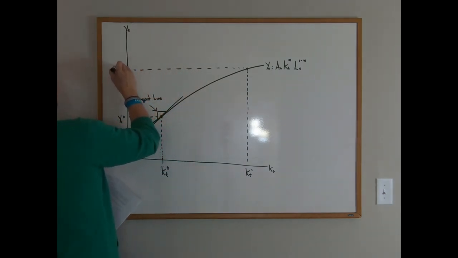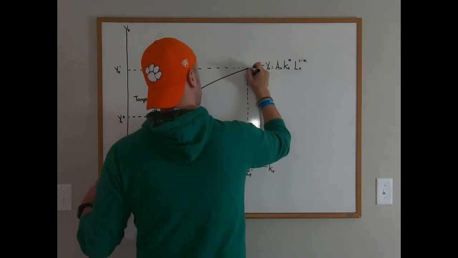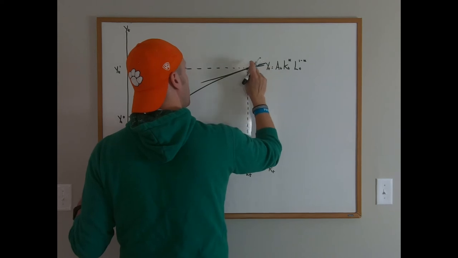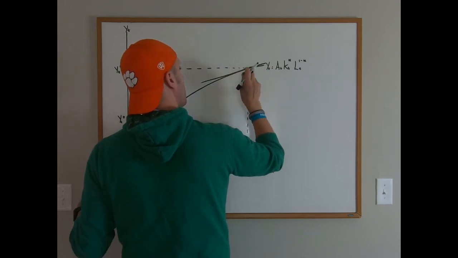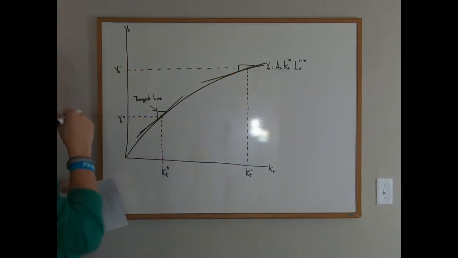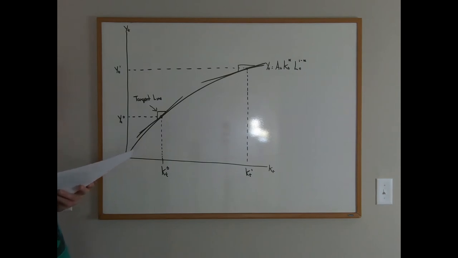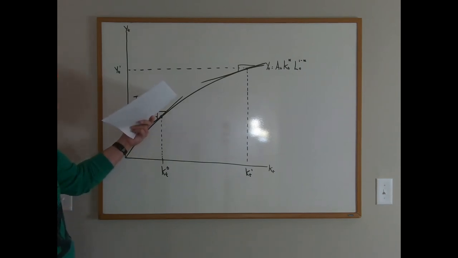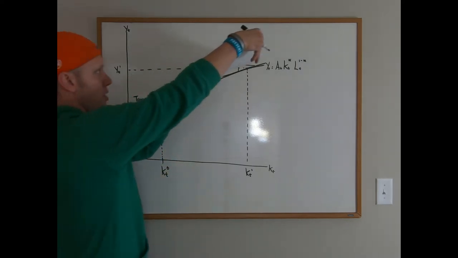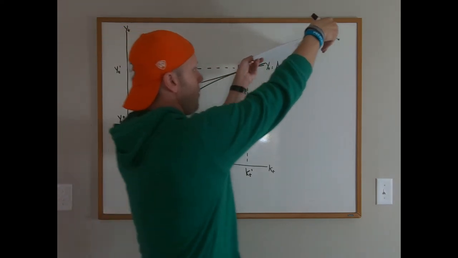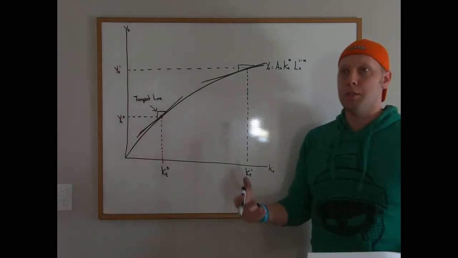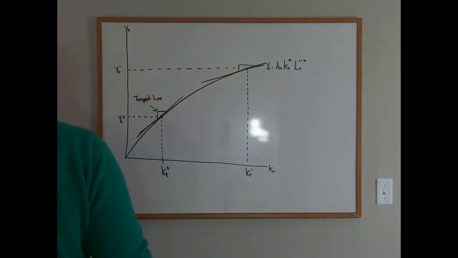Well, it's going to correspond to some level of output Y1. But the difference, if we look, this slope is a lot shallower than that slope. So the rate at which output changes when we add more capital here is relatively steep. The rate at which it changes here is a lot more shallow. And as we get further and further out, it gets more and more shallow. That's what's known as a diminishing marginal product of capital.